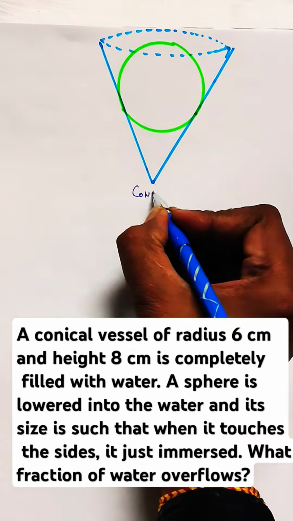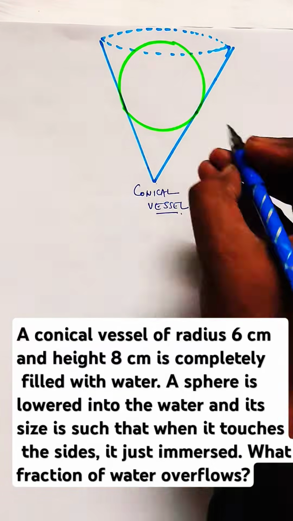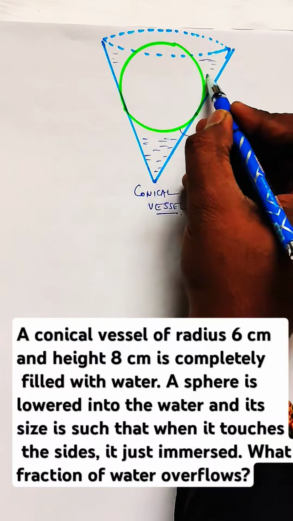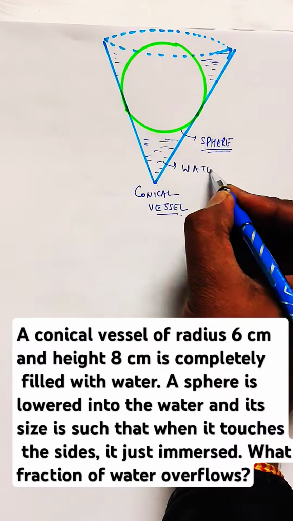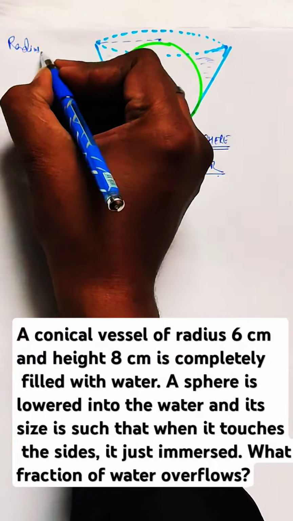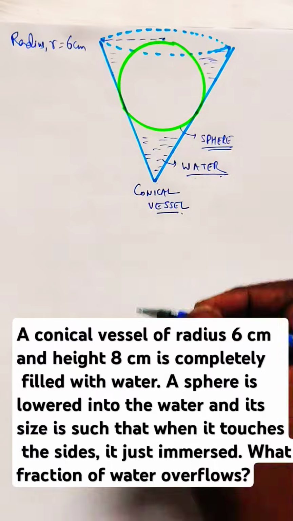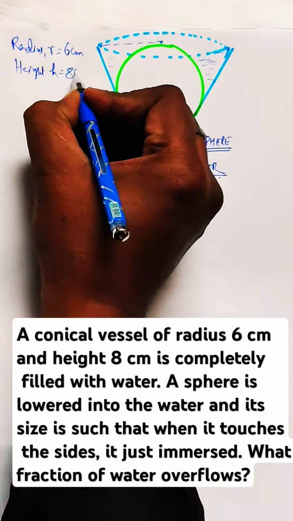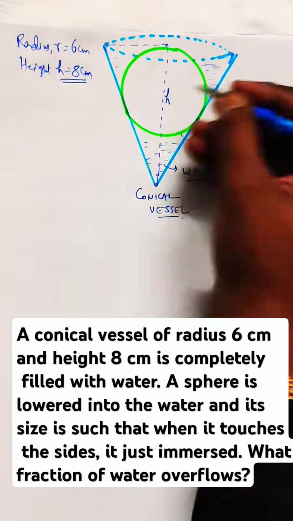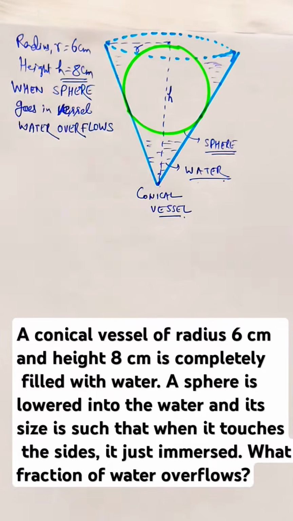In this question, a conical vessel is given. This is the conical vessel, and the radius and height of the conical vessel are given. That is, both the dimensions are given, and it is completely filled with water. And a sphere is lowered into the water, and its size is such that when it touches the sides, it is just immersed, right? What fraction of water overflows? That we need to find out.